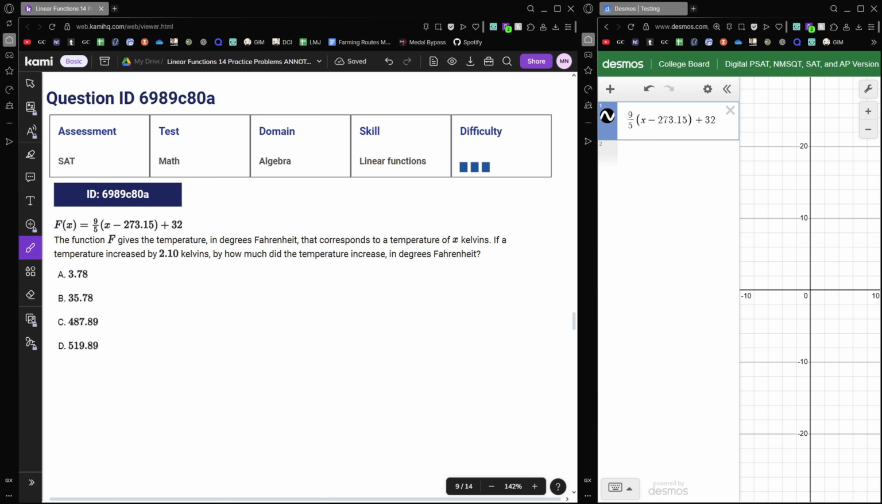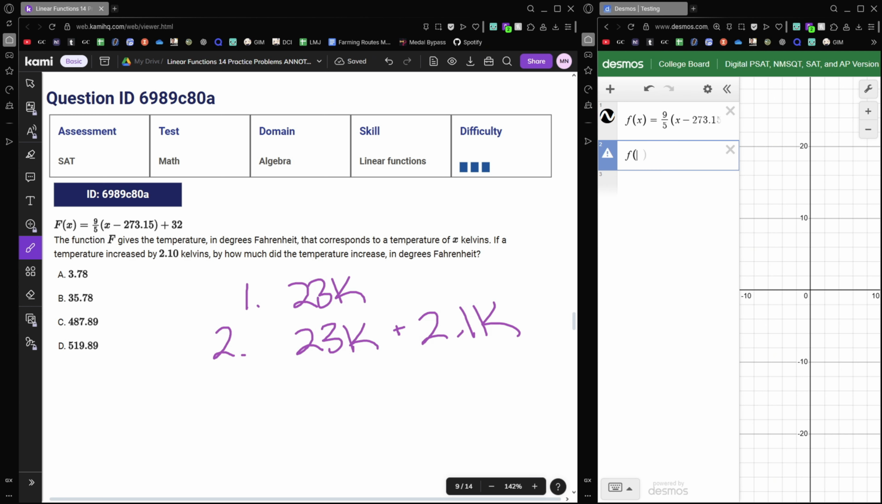Alright, so just like before, we need to choose a starting temperature. It doesn't matter what number you choose, I'm going to just choose 23. Alright, then for our second number, it's said that the temperature increased by 2.1 kelvins, so we would take our starting temperature of 23 kelvins and add 2.1 kelvins. Now to find what this converts to in degrees Fahrenheit, we can just plug it into Desmos using our function. So we would do f of 23, this is our starting temperature in degrees Fahrenheit, and then we would do f of 23 plus 2.1, this would be our ending temperature in degrees Fahrenheit.